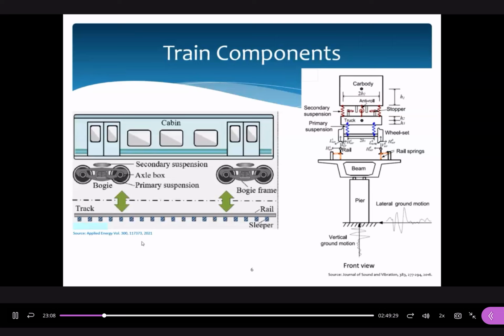So to control the noise effects, there are 2 ways. The first one is to reduce the airborne noise, and the second one is the structure-borne noise. The provision of suspension systems is mainly to control the ride comfort of passengers and also to control the noise effects.